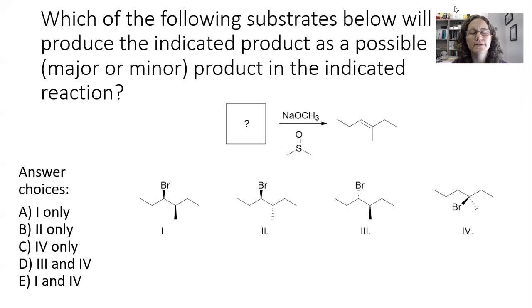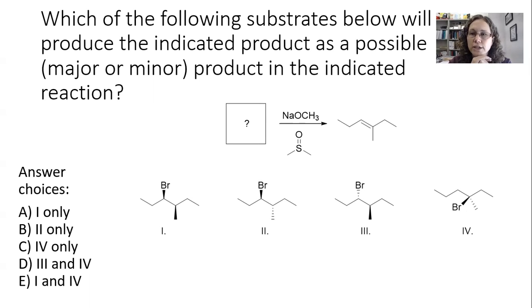This question is meant to give us some practice with working backwards in a reaction. So the question says, which of the following substrates below will produce the indicated product as a possible major or minor product in the indicated reaction? So in this case, we're given the product and we're given the reagent and solvent, and we have to think kind of backwards and think, all right, what could our starting material, our substrate, possibly have looked like?